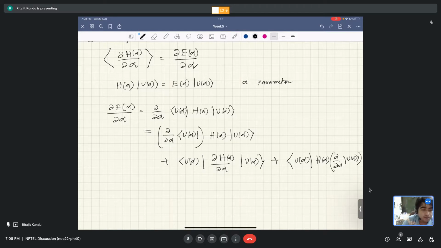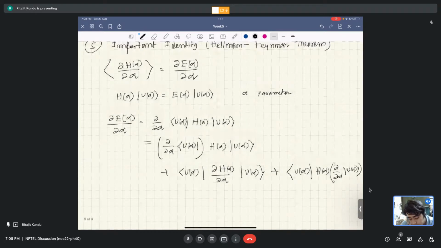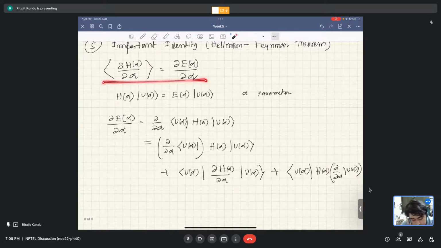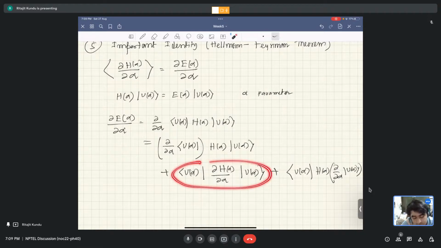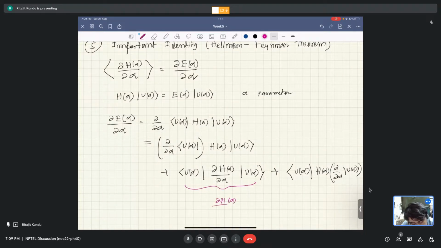Okay, so you see that I want to prove this quantity. So I almost have this quantity, right? This is my expectation of del H alpha del alpha. Okay, but there are two other pieces which are hanging here. So how do I get rid of them?